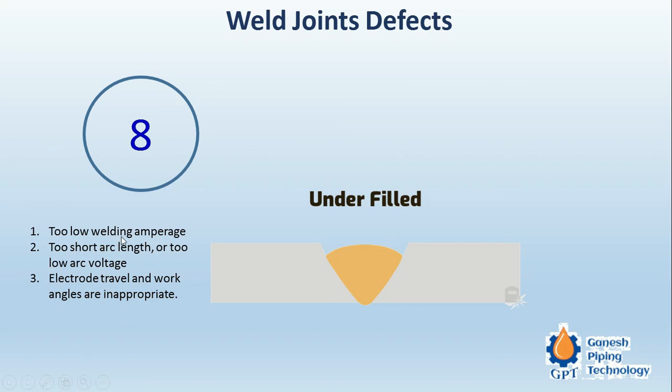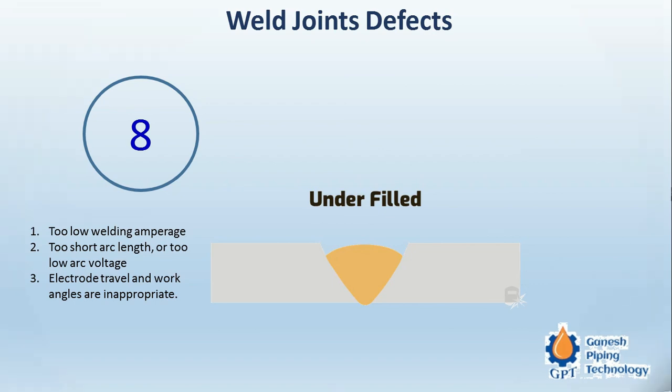Underfill: too low welding amperage, too short arc length, or too low arc voltage. Electrode travel and work angles are inappropriate. Because of this, the fusion of the filler metal with the base metal will not take place properly, and so the weld quality will not be good, and the weld joint will not be good. So for too low welding amperage, we have to use the proper welding current.